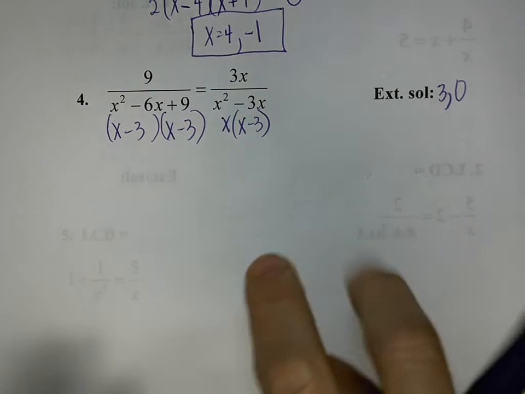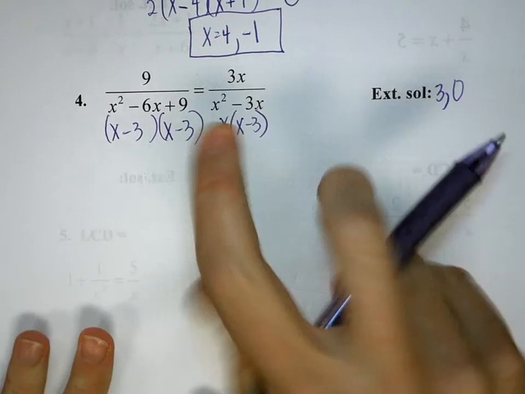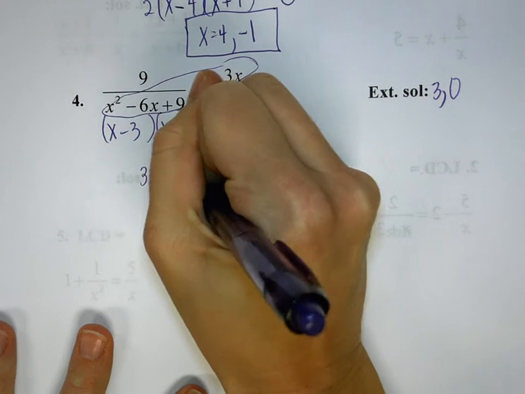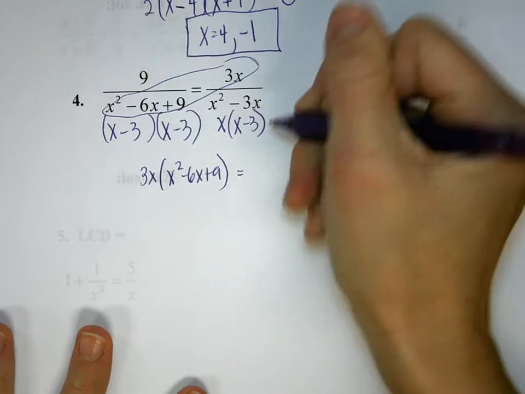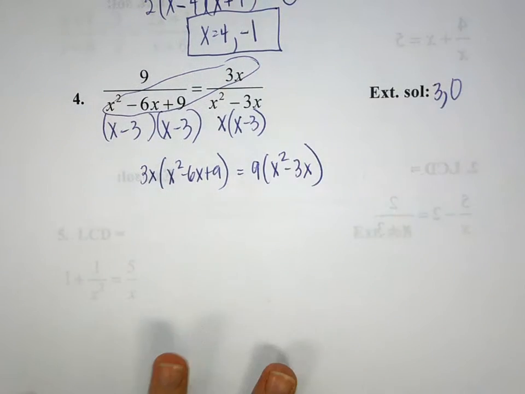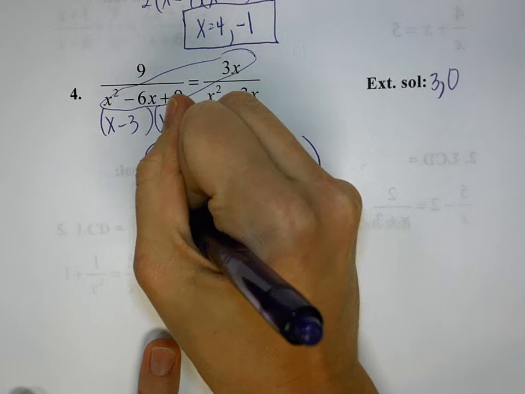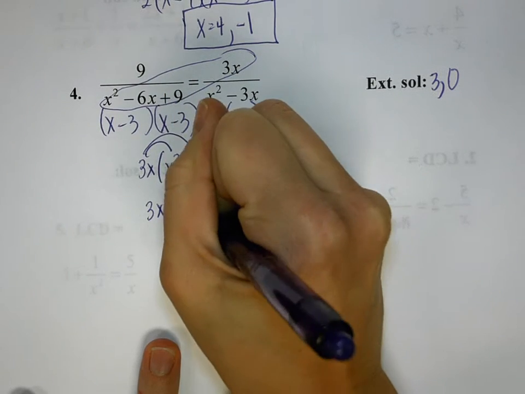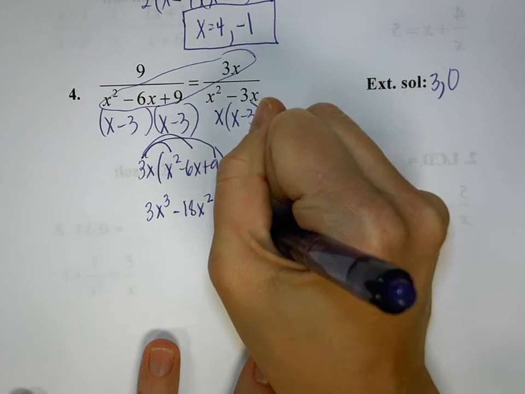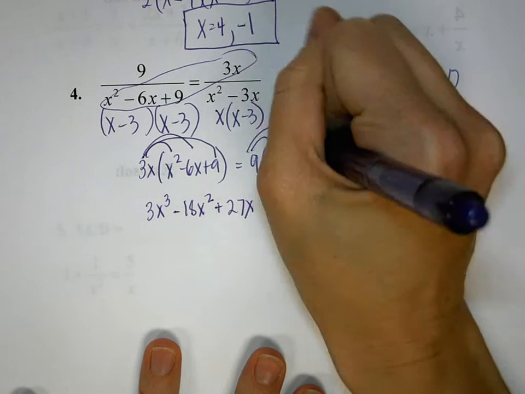So now for cross multiplying. You have to end up multiplying this back out, so go back to how it originally was. So when I write my cross multiplying, I have 3x times x squared minus 6x plus 9 equals, and then we have 9 times x squared minus 3x. So we distribute, and we get 3x cubed minus 18x squared plus 27x equals, and we distribute, and I have 9x squared and a negative 27x.